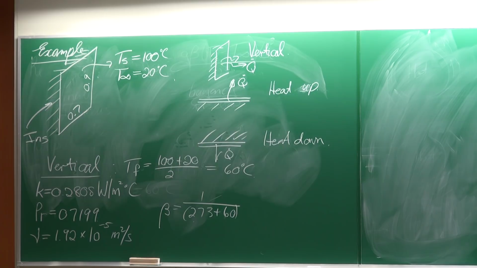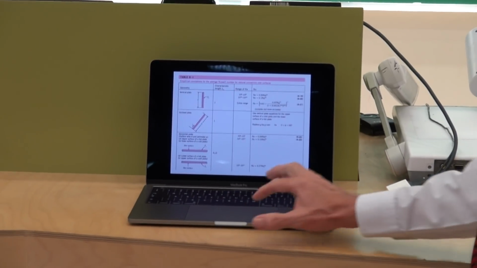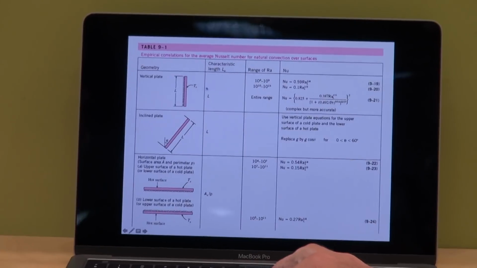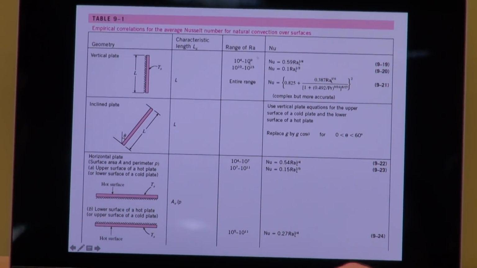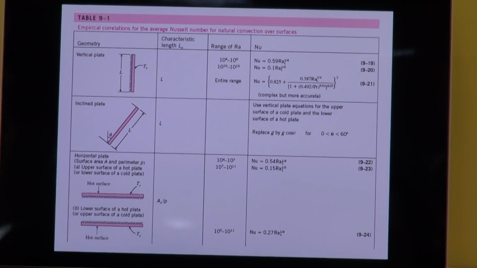If we look at table 9.1, that table there, we can see the one side is insulated. There's the characteristic length, there's the Rayleigh number range, and there's the Nusselt number equations that you can use, 3 of them.